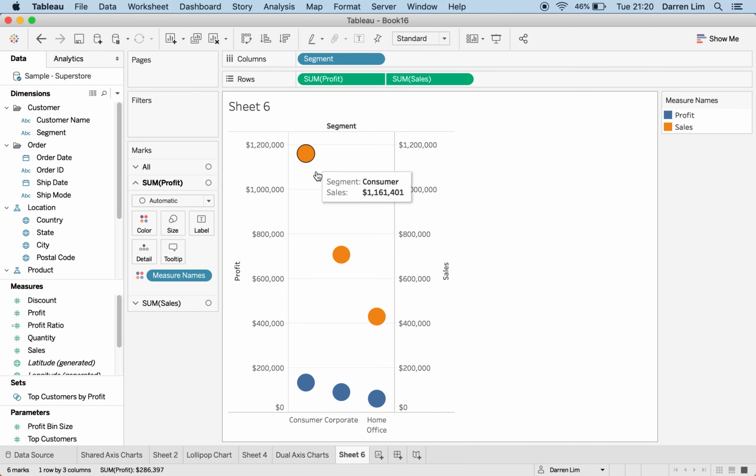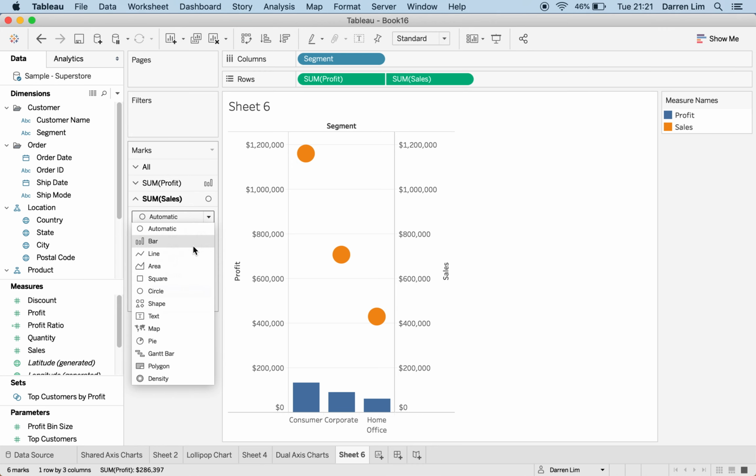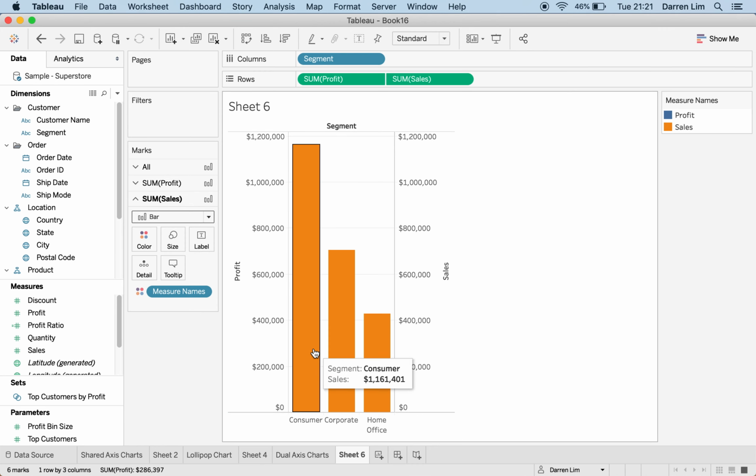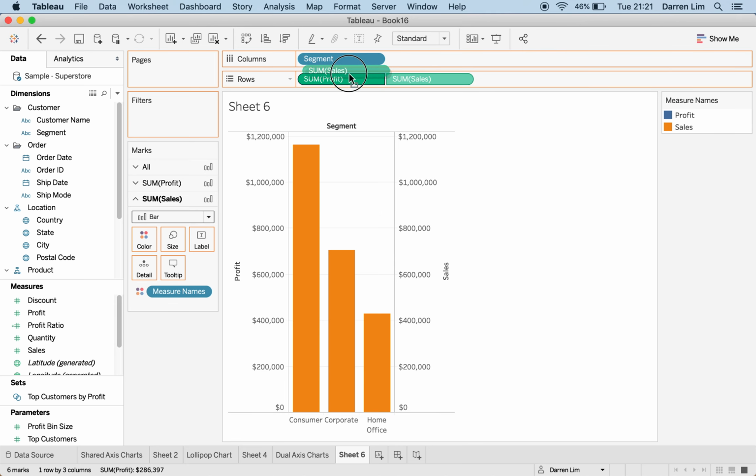However, this is not really very intuitive to understand what exactly it means. So we'll do one more thing to really make sure that it carries the impact that we want it to. We convert both to bars here and here. In this case, we have my sales covering the profits, hiding it and defeating the purpose of the graph.